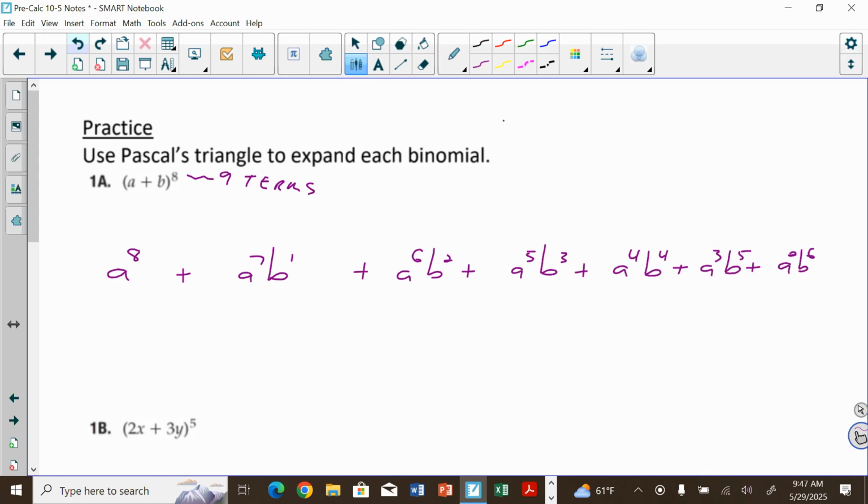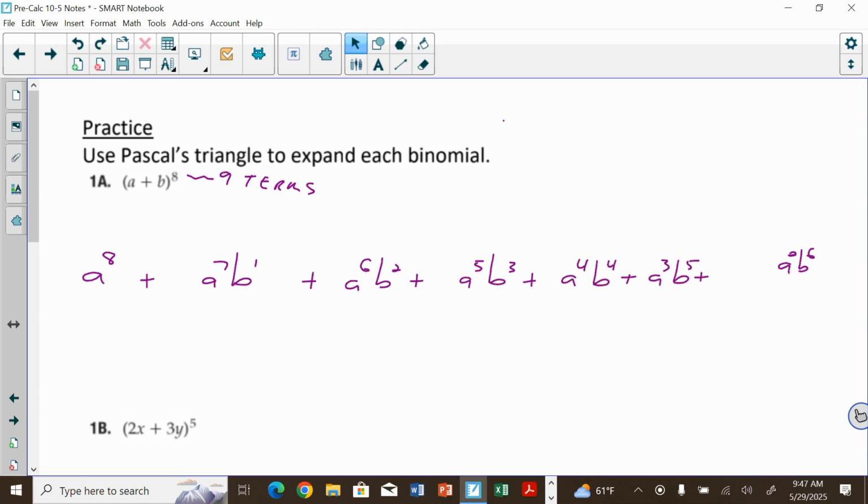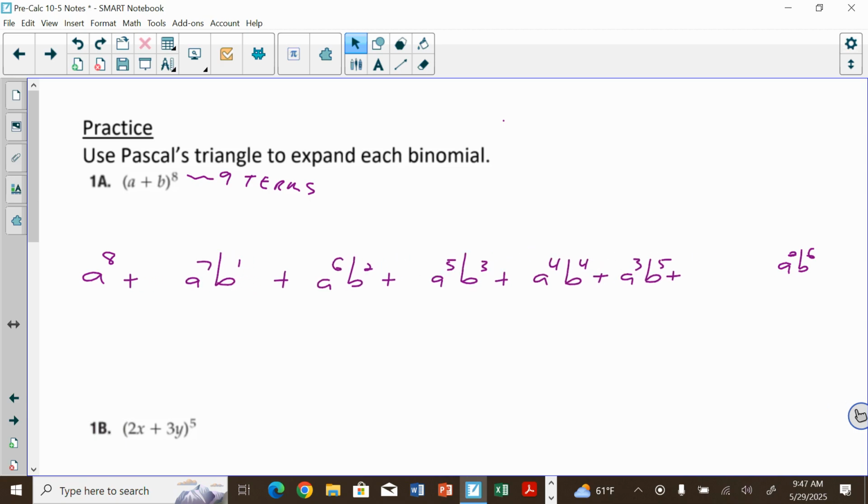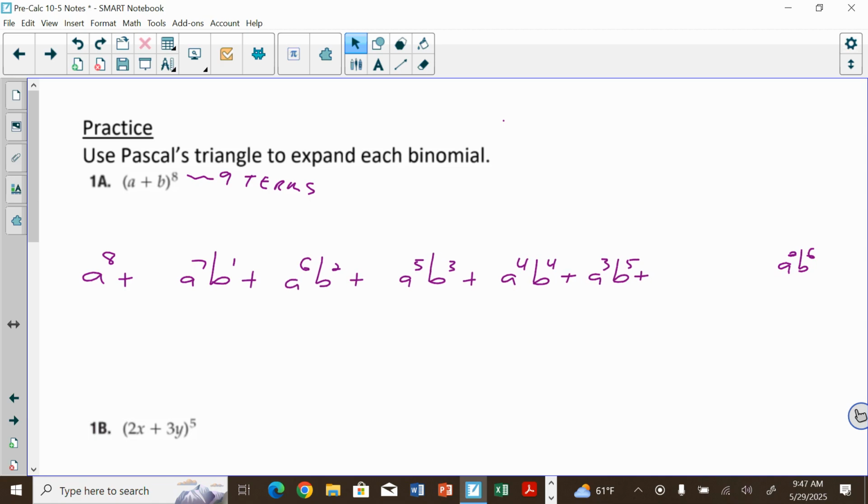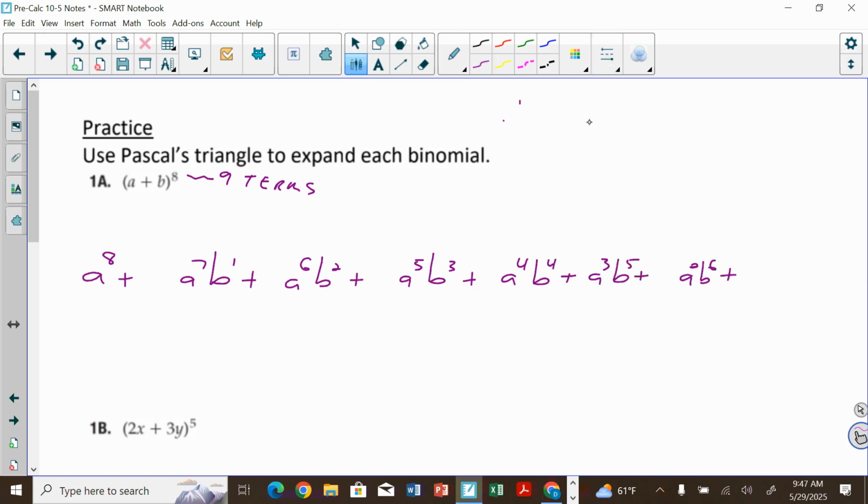Try to grab this, move these over a little bit. Okay, good. And 2 more here. So it does take a little while, but that's okay. a^1 b^7, and then finally a to the 0, b to the 8th power, which I could just leave as b to the 8th.